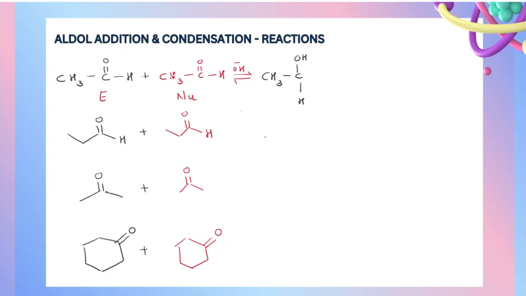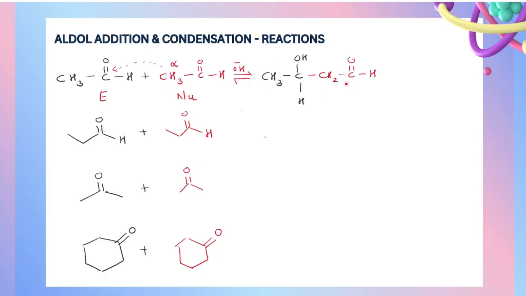Then what about the nucleophile? We know that the alpha carbon is the one which is going to attack the carbonyl carbon. That means what? We usually remove the alpha hydrogen, right? So the CH3 will become CH2. What about the rest of the molecule? As it is.